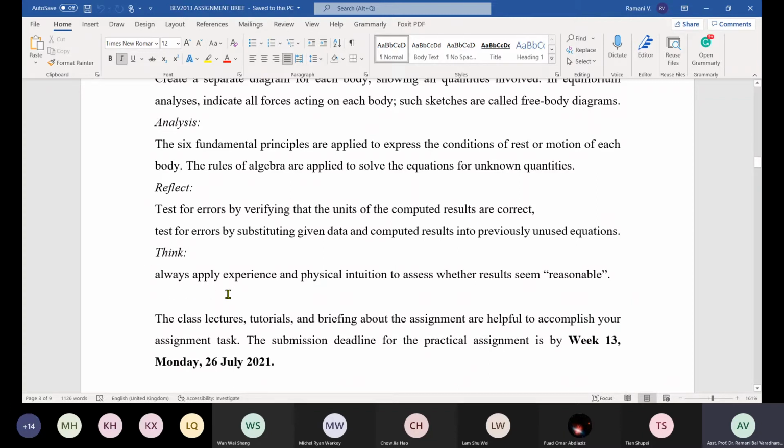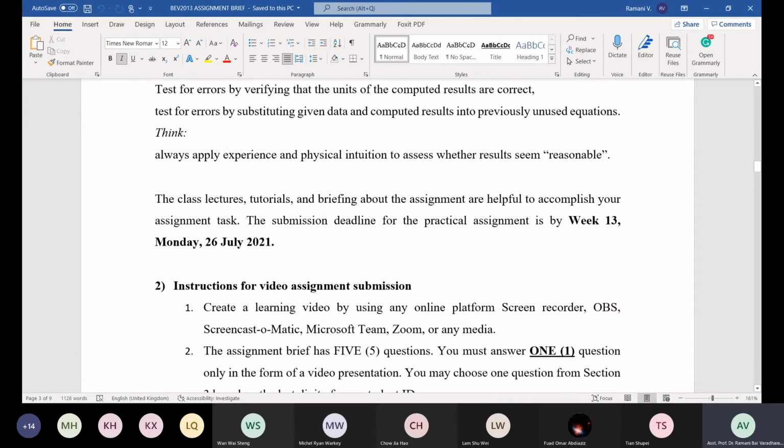And then always apply experience and physical intuition to assess whether results seem reasonable. Yeah, that is always there. Once you get the result, you don't just blindly stop. Compare between, work back and check whether your answer is reasonable, and then any alternates can be provided, right? Also, you can discuss at this point. Or just 1 minute or 2 minutes like that.